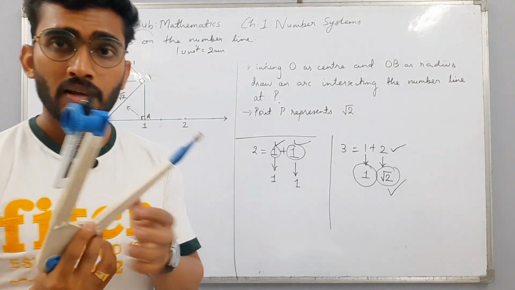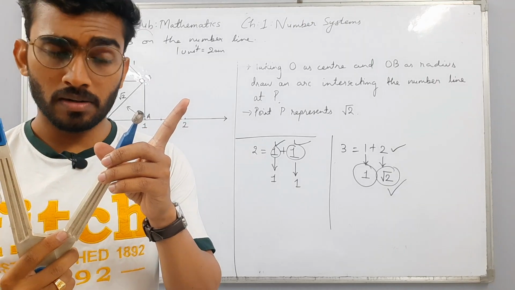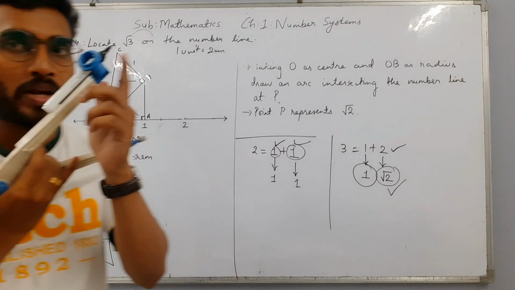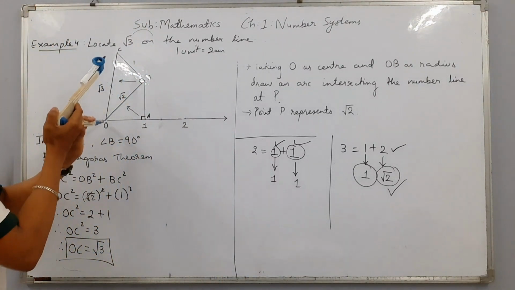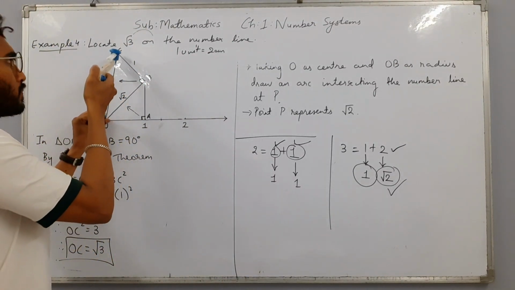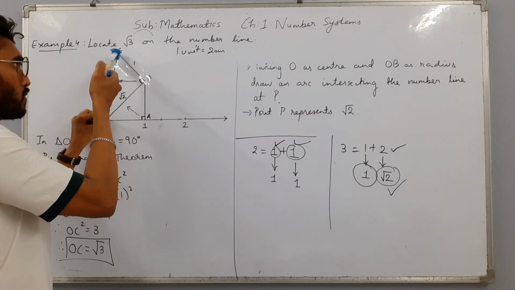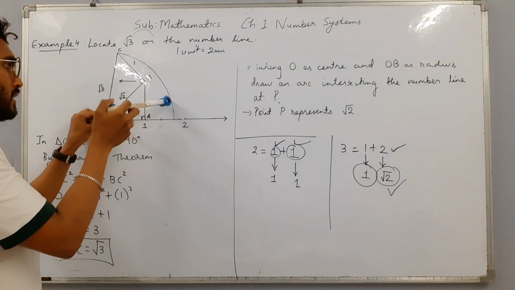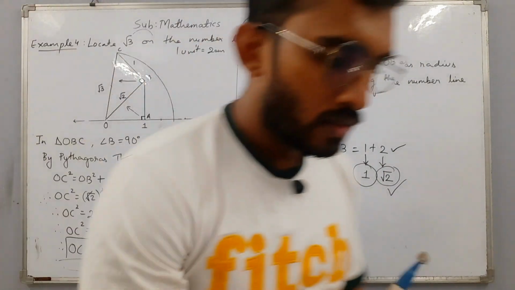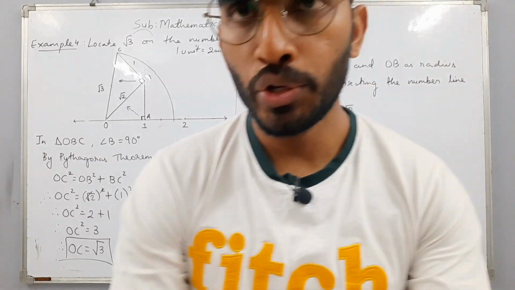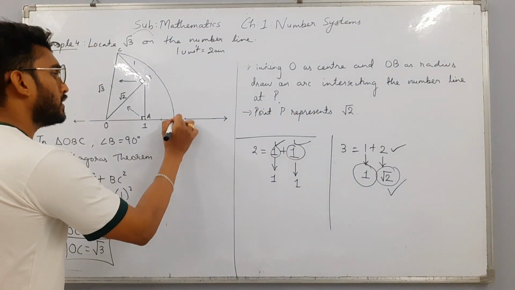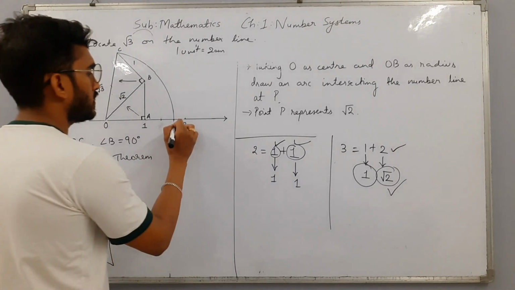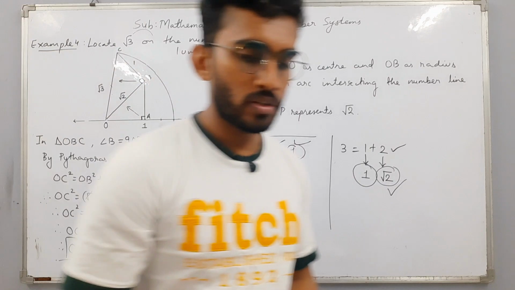Where? Tell me where you will put this needle point. At the same place O, but this pencil point will go at C. So you have to take radius from O to C and draw an arc intersecting the number line, and it will intersect somewhere before your 2 on the number line. So this point is representing what? Our root 3 on the number line.